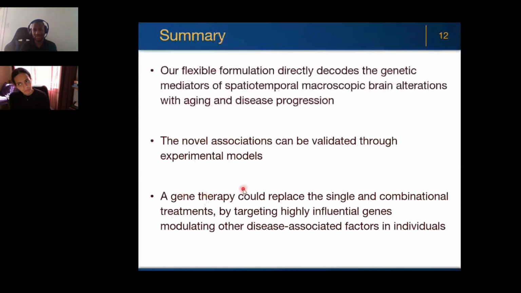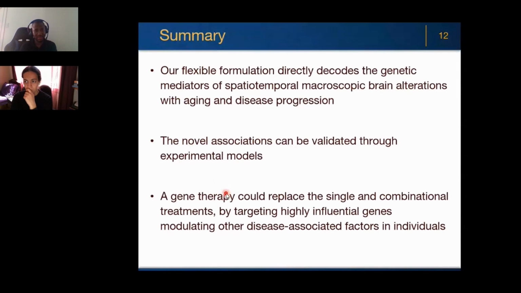So in summary, we developed a mathematical model which allowed us to directly look at how gene expression modulates the spatial and temporal interactions of different imaging modalities in LV aging and Alzheimer's disease. And most of the interactions that we found have been reported by previous animal studies.